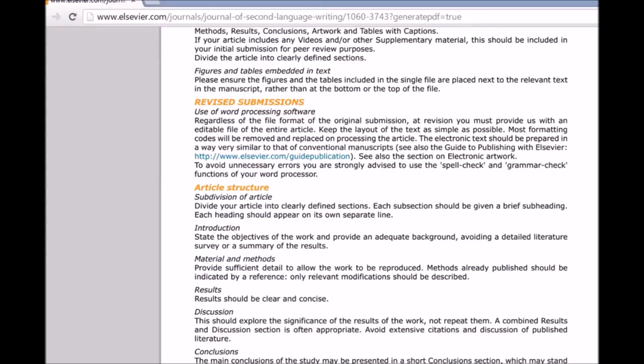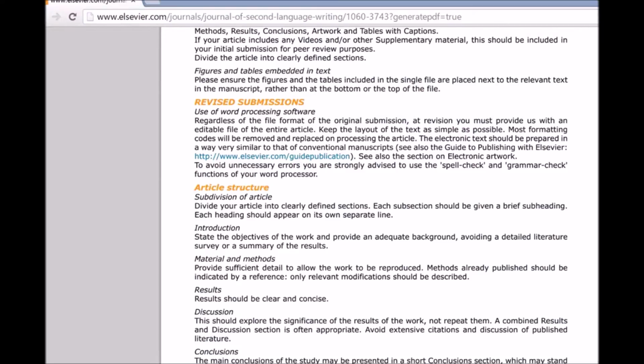They advise you to use spell check and the grammar check functions. It tends to look a little sloppy. They also give you an article structure. Now, again, in the tutorial, one of the reasons I asked you to bring in samples of articles is so that we can look at the structure.